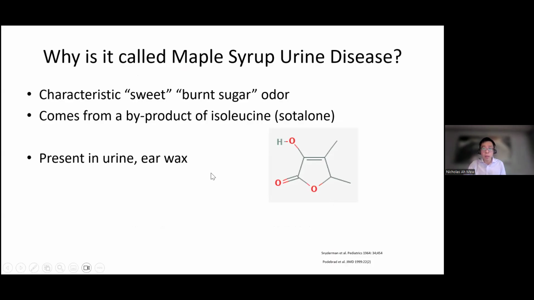You may be wondering why it's called maple syrup urine disease. There is another byproduct of isoleucine called sotolone that gives it its characteristic sweet or burnt sugar odor that can be present in urine, as the name suggests, but also really present in earwax as well. So one of the methods of facilitating diagnosis is sniffing the ear of an infant who's encephalopathic to get a better sense of whether they might have MSUD.